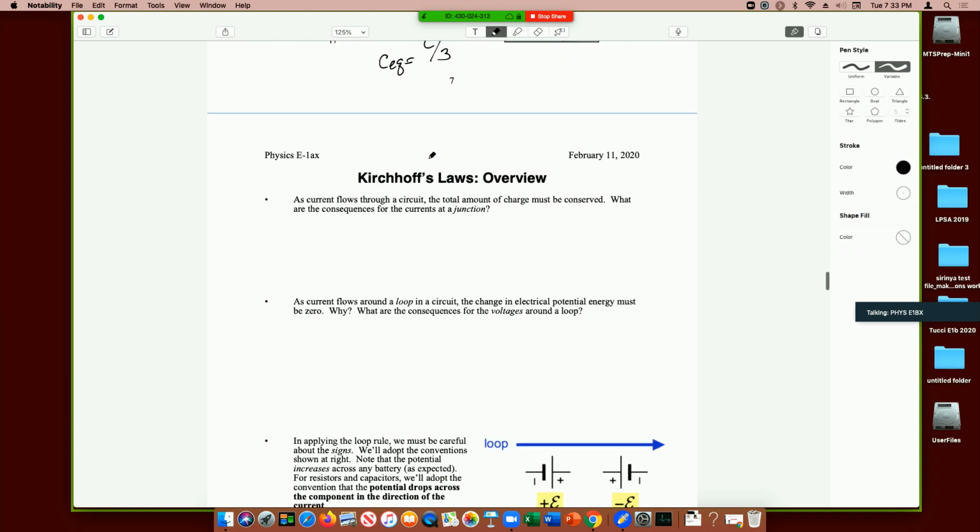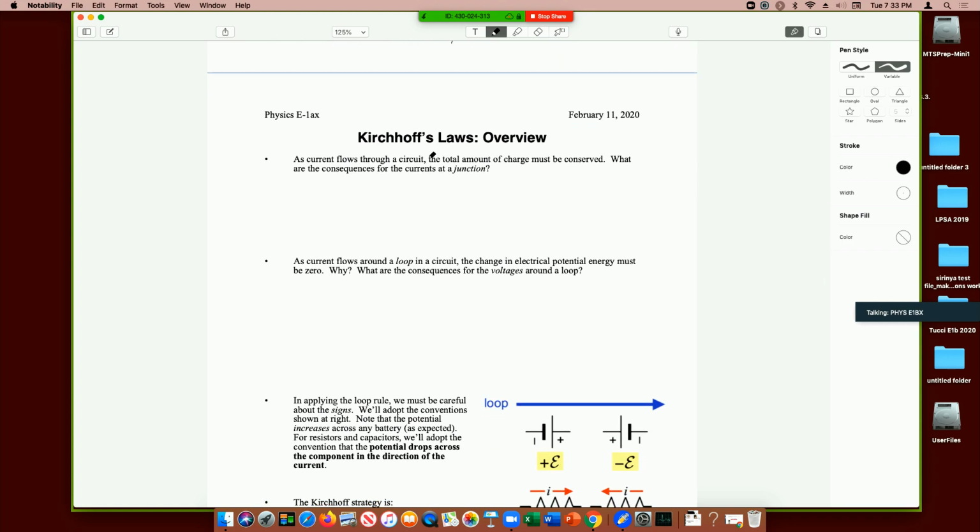So we're going to go through something called Kirchhoff's laws, which are basically a set of rules that we apply when trying to figure out exactly the question you asked: how much current is at the different parts of the circuit, if we have a more complicated circuit than the ones that we've been dealing with.